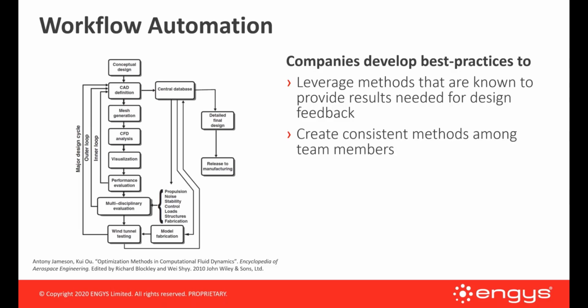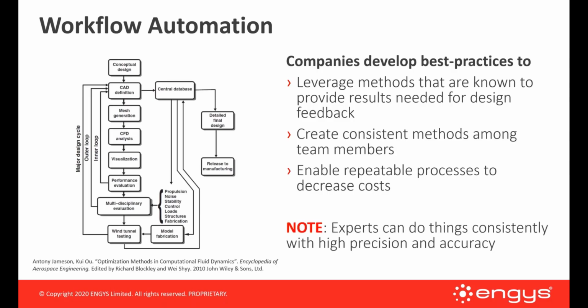If we have 10 people on the team, there are possibly 10 or more different ways to model the same system. If we create best practices, methods, and routines, then we can have consistency between engineers working together to do simulations and analyze a certain design. So it enables repeatable processes in order to decrease costs. One thing that's important to note is that experts can do things consistently with high precision and accuracy. That's a very loose definition of an expert: consistent, high precision, high accuracy.